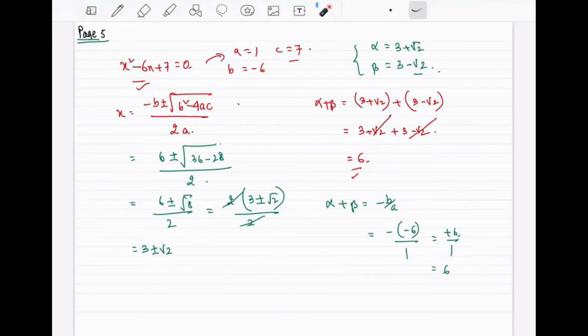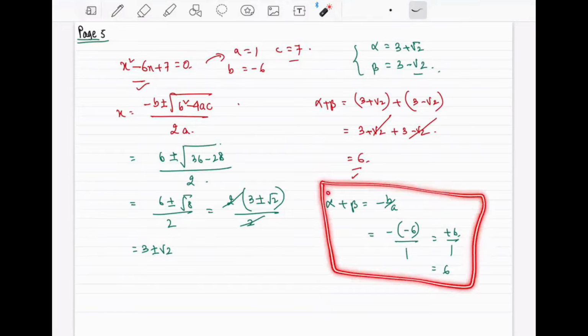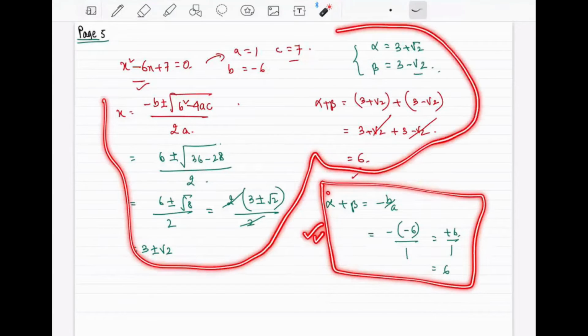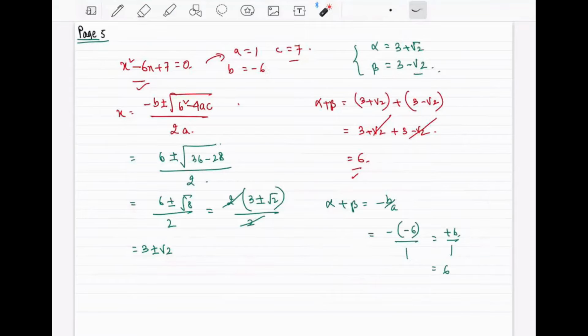If you find out alpha and beta and then add them, or if you use minus b by a, you obtain the same result. So this one is the shorter and more accurate because there might be errors if you go through this quadratic formula. Okay, that's the formula for the sum of the roots, right?